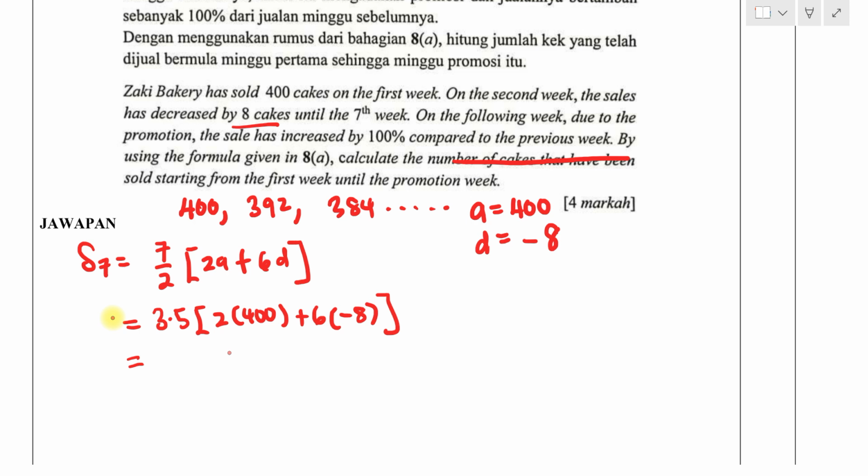800 plus minus is minus 48. 800 minus 48 times 3.5. So I'm getting 2632. This is the total sum for the S7.